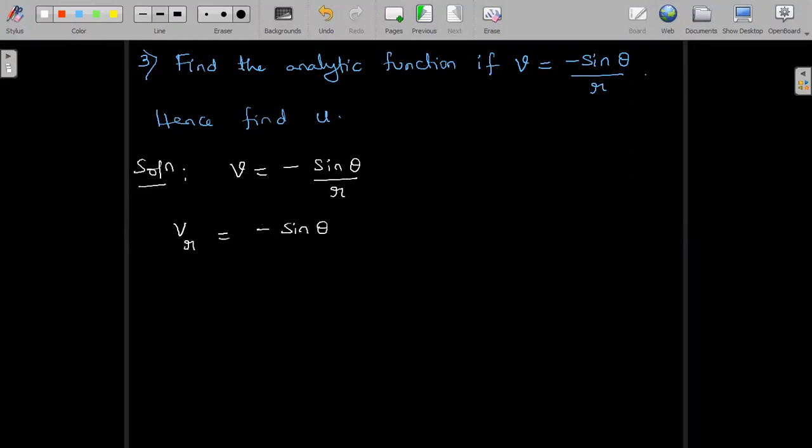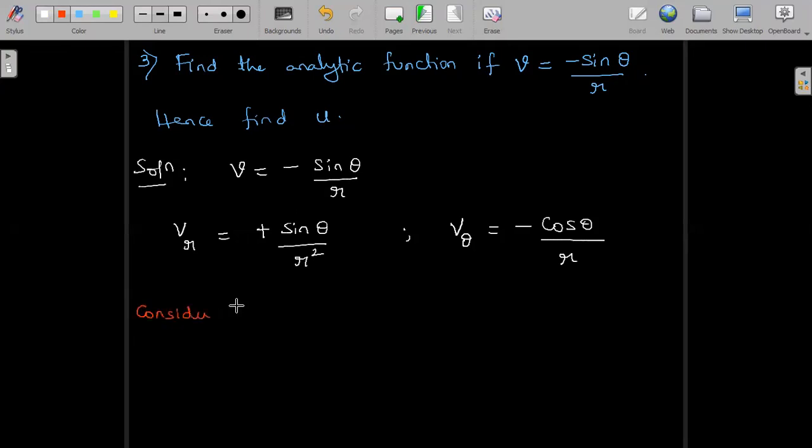Differentiation of 1 by r is minus 1 by r square. So minus of minus becomes plus. Similarly, with respect to theta, differentiation of sine theta is cos theta, keeping minus sign and the r as it is. So vr and v theta, partial differentiations with respect to r and theta, we have found out. Now we consider the expression for f dash of z.